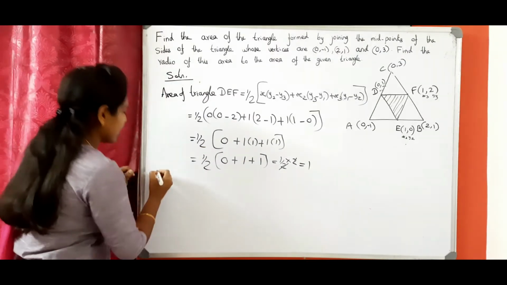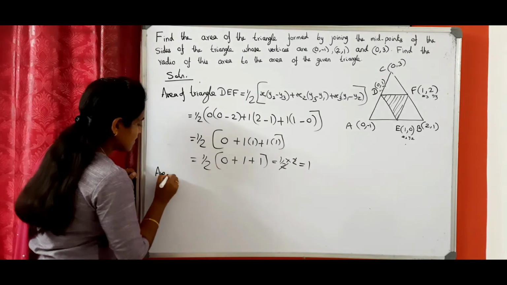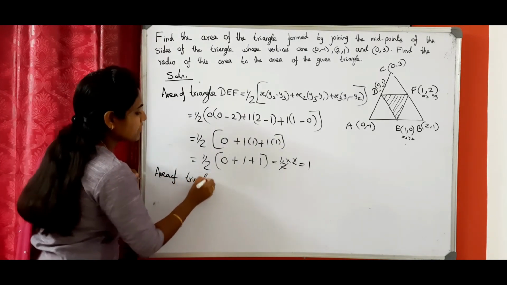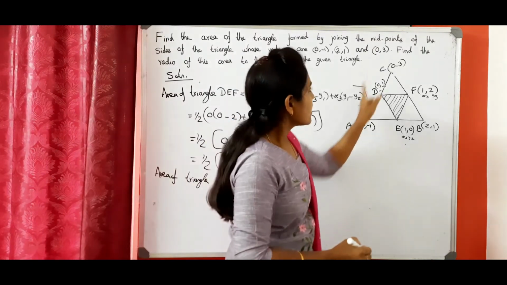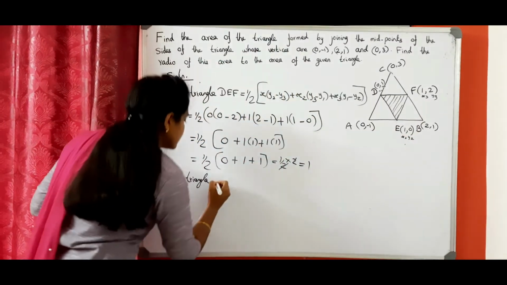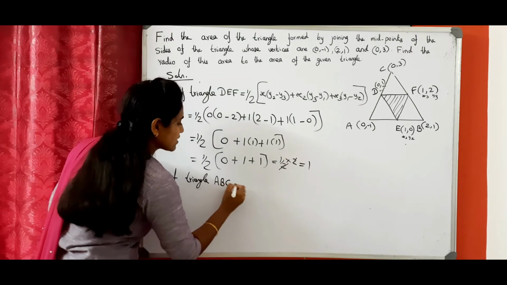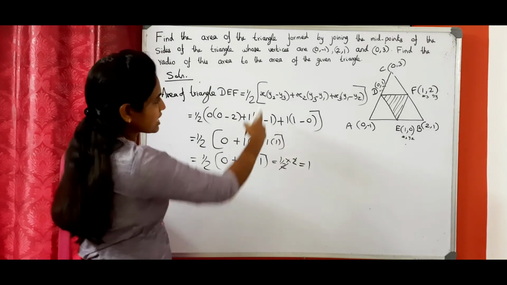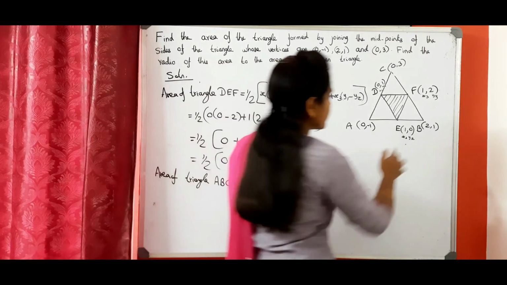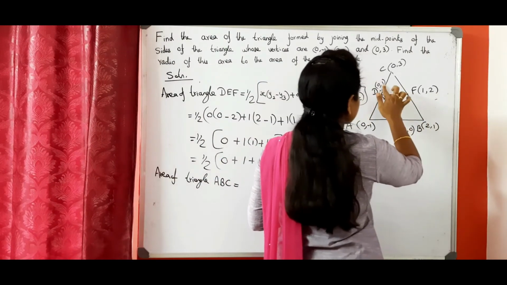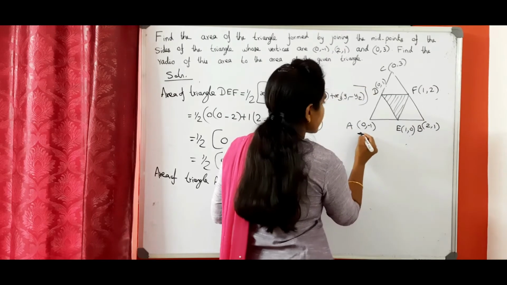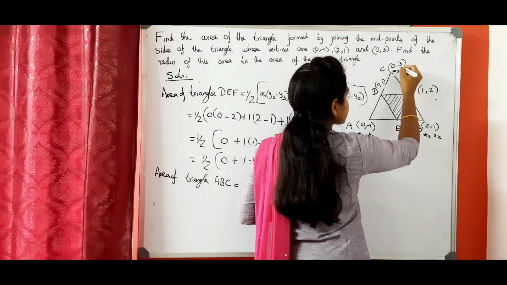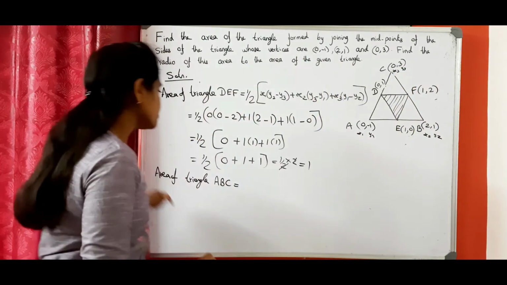Next we have to find the area of the given triangle. What is the given triangle? ABC. Area of triangle ABC equal to. Now what is the x1 y1 value? Now this is x1 y1, here x2 y2, here x3 y3. Apply the values in the formula.